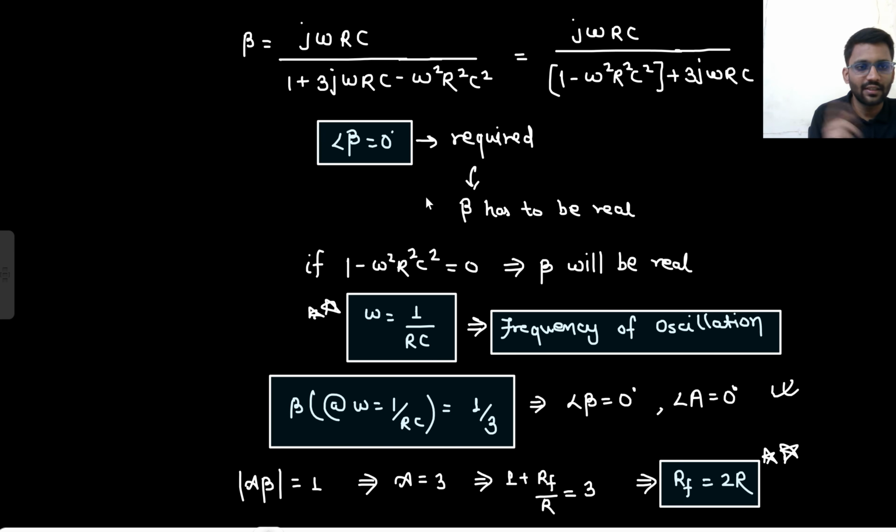And for the gain condition, the loop gain should be equal to 1. If my beta is 1 by 3, that means my gain A should be equal to 3. What is the forward gain A? That is 1 plus Rf by R. That means Rf should be equal to 2R. That's it. So this was our complete analysis.